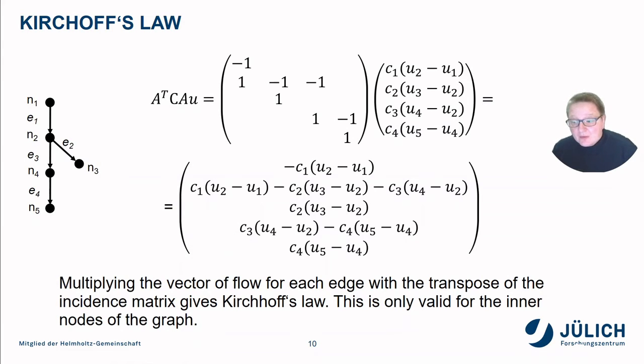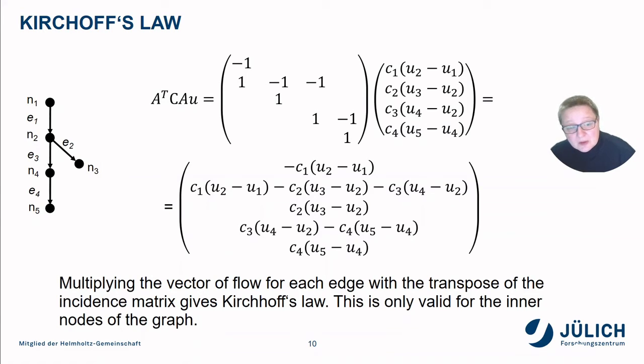Multiplying the vector of flow for each edge with the transpose of the incidence matrix gives Kirchhoff's law, stating that at equilibrium the net flow in each node must equal 0. In other words, the divergence is equal to 0. Note that the length of the new vector is now equal to the number of nodes. In our example, it is of length 5.